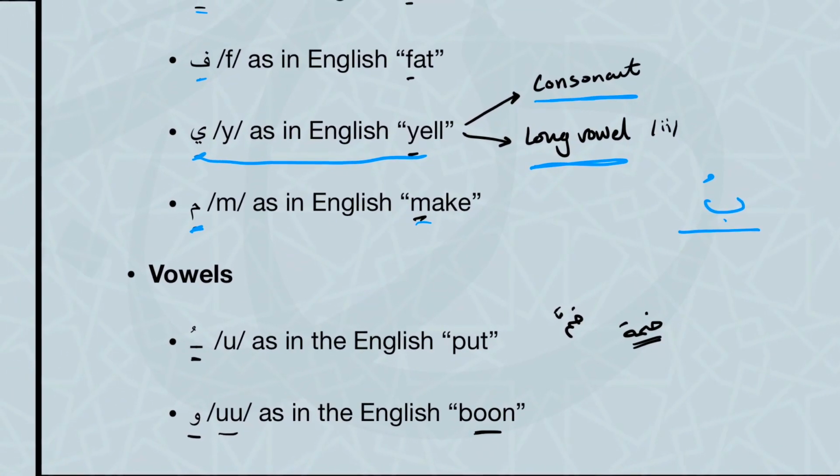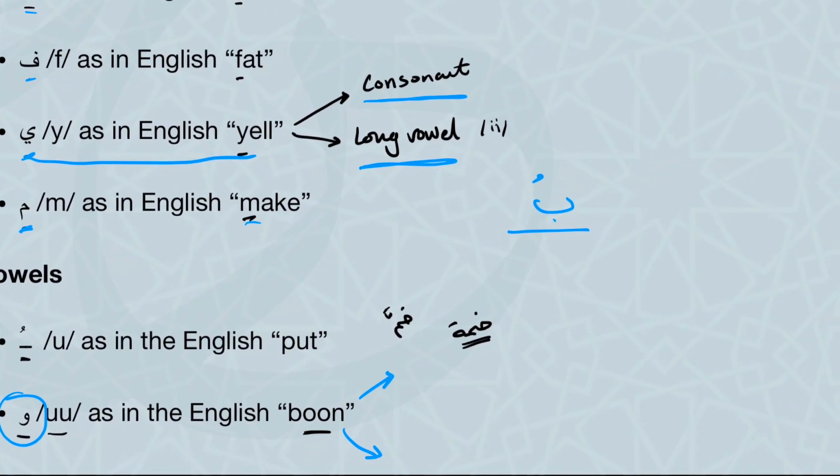The waw also shares the same feature as the ya, where it can be a consonant and also a long vowel. And we know that if you have a ba that has a dhamma, this waw will act like its long vowel. So we'll pronounce this as boo, unlike bu. This one would be boo because it's a long vowel. And this waw will indicate that the dhamma here is basically a long one.